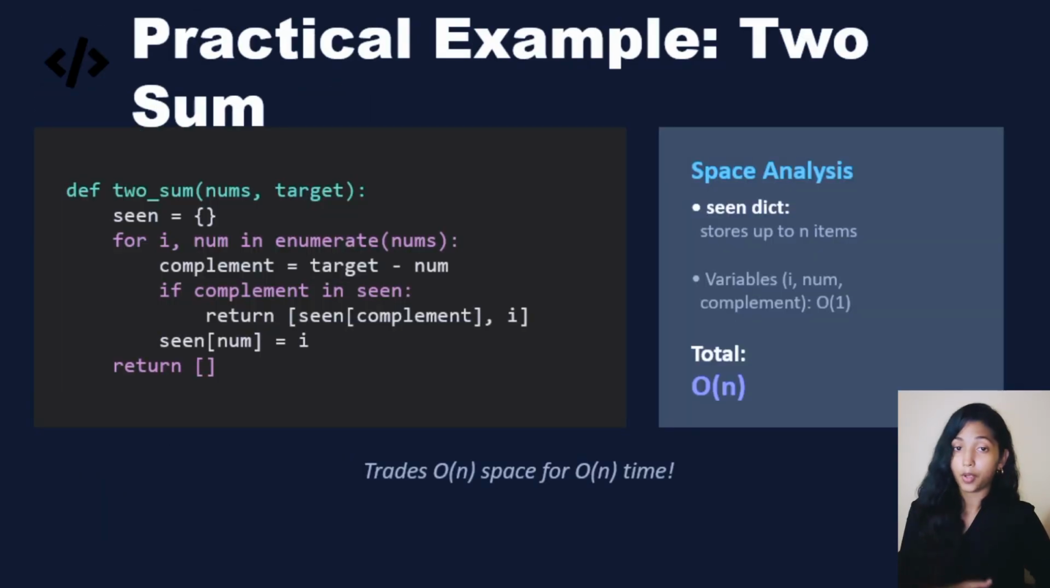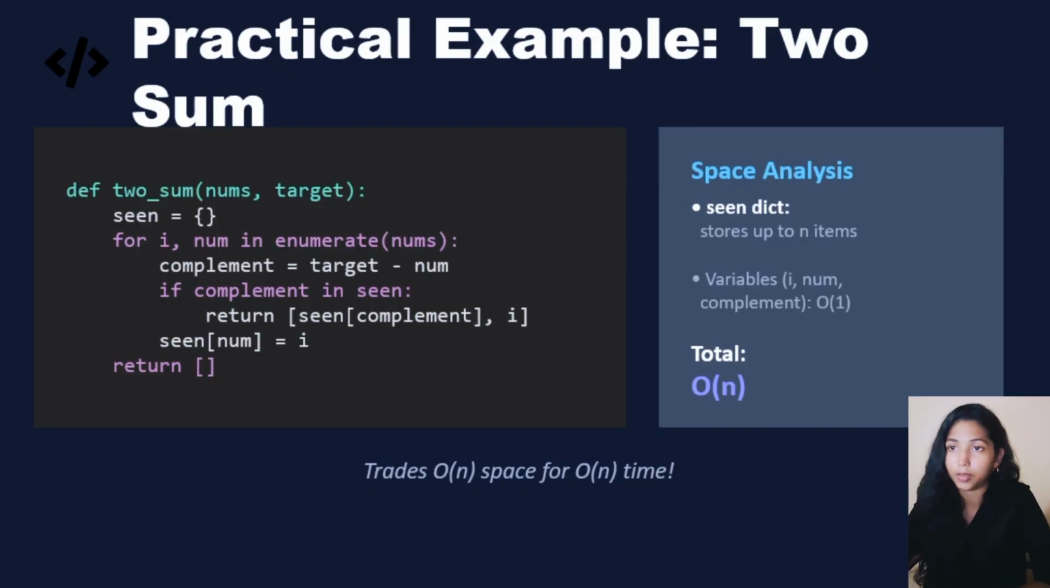Let's solve a real problem step by step. Most people try to solve this by picking a number and then searching the rest of the list for its partner. That's slow. This code uses a hash map, the same as a dictionary, to remember numbers it passed. Instead of looking for a partner, this code looks backward at its memory to see if the missing piece has already been found. So let's go to the line by line breakdown.